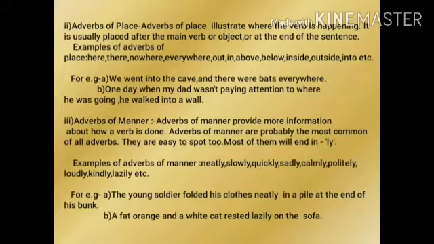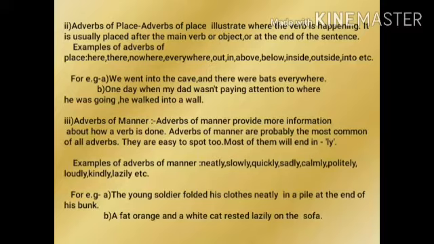Now, for example, you can see I have used some adverbs of place in sentences here. Number A, we went into the cave and there were bats everywhere. So here everywhere is the adverb of place and it has been written at the end of the sentence. Number B, one day when my dad wasn't paying attention to where he was going, he walked into a wall. So here into is the adverb of place and it has been written after the main verb, you can see.